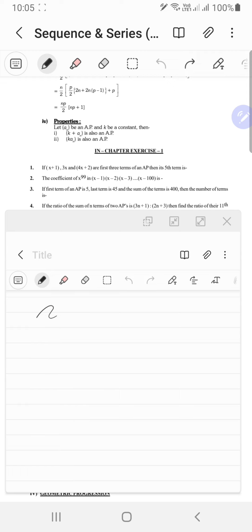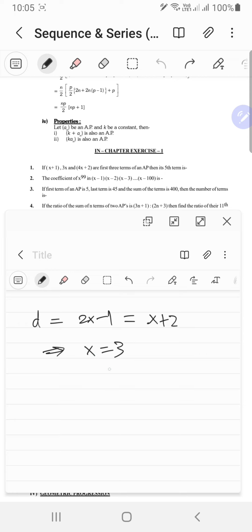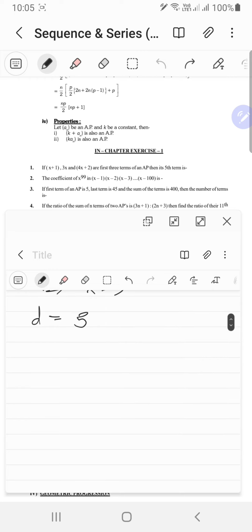What's the common difference? From x plus 1 to 3x, that's 2x minus 1. And from 3x to 4x plus 2, that will be x plus 2. So that means that x is 3. So our difference will be 6 minus 1, which is 5. And these three numbers are 4, 9, and then 13.